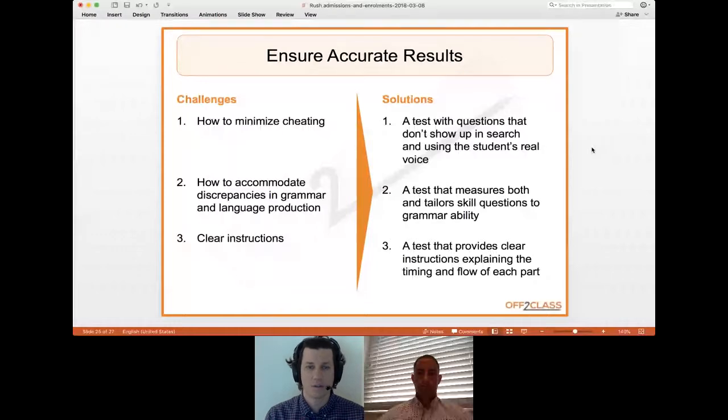Okay, this is something that's completely understated. Having a test that provides clear instructions that explain the timing and the flow of every single part of the test. So something that's just tremendously important for making sure that you've got that consistent, accurate result is making sure that for all these different parts of the test that are working in concert, that they're going to work together through clear instructions. Okay. Great, Chris.